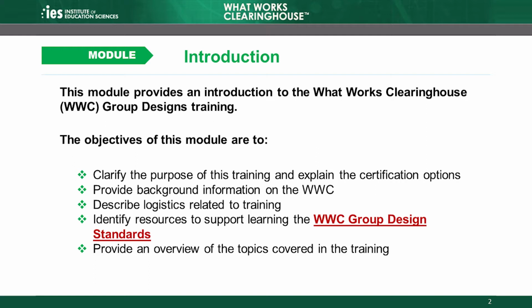This module provides an introduction to the WWC Group Design Standards training. In this module, we will outline the purpose and the goals of this training and explain the certification options. We will also provide some background information about the WWC, including what we do and how we do it. In addition, we will describe the logistics related to the training, including how to access additional resources that may be helpful to you throughout the training. Finally, we will introduce and give a brief overview of the topics that subsequent modules will cover.